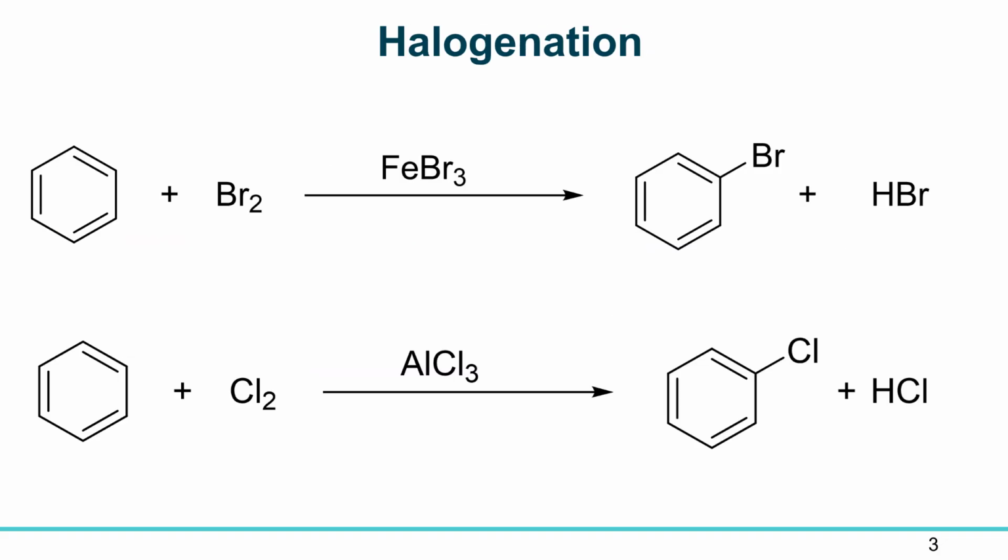Halogenation can be performed using a Lewis acid catalyst. Bromination and chlorination are common, but fluorination is usually avoided due to its violent reactivity, and iodination is less common because of low yields. Br2 is commonly used with the Lewis acid catalyst iron tribromide, while Cl2 is commonly used with aluminum trichloride.